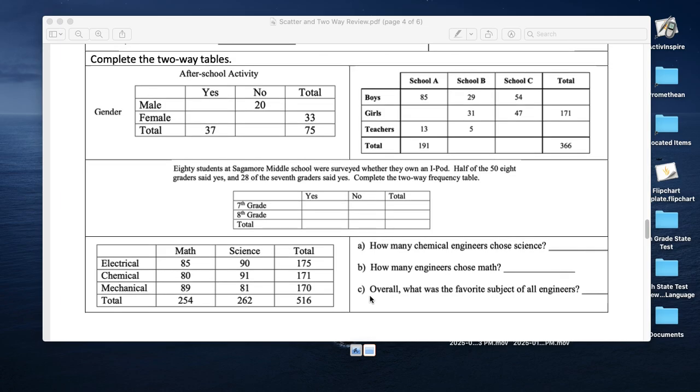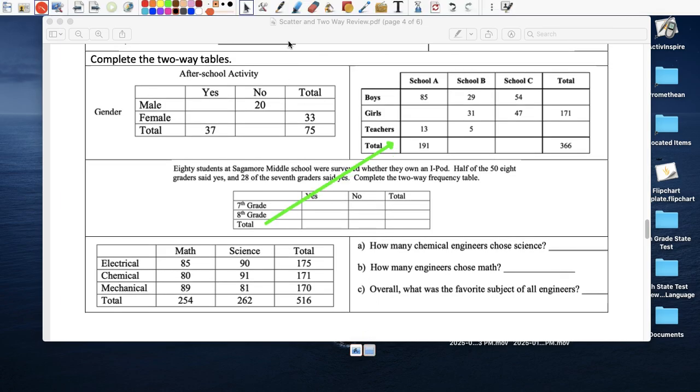Finally, two-way tables. Oh, we're done with scatter plots. This is just about filling in the table, and seriously, I think you should have no issues with this one. So we're going to start here. 75 minus 33 is going to give us 42 over here.